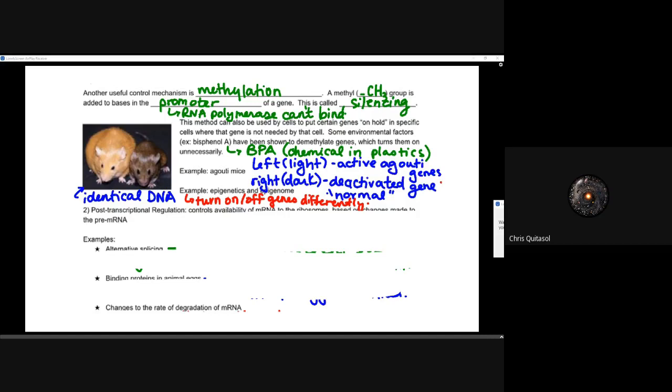When you look at the left, the lighter mice color has active agouti genes. And then the right, which is a darker mice, has deactivated genes, aka quote unquote normal. And it's interesting to think about it in terms that they have identical DNA, right? That's my main point that I want to make with this. Their DNA is 100% identical. You cannot sequence both of those mice and find a single difference in their genome. However, some of their genes are activated more so than the others. The lighter color happens when those agouti genes are activated as opposed to the darker ones.